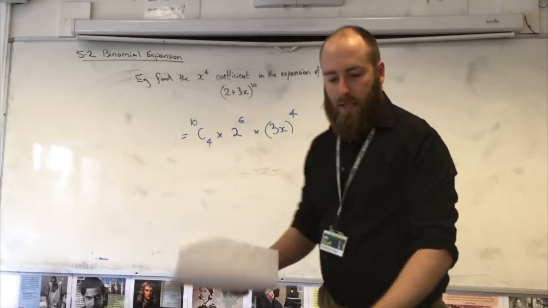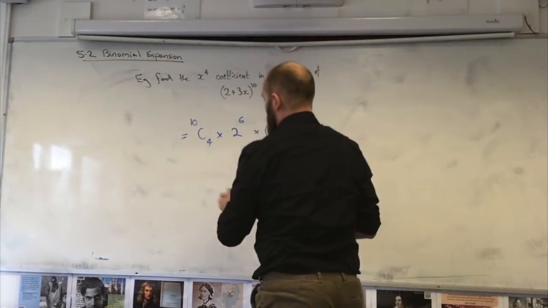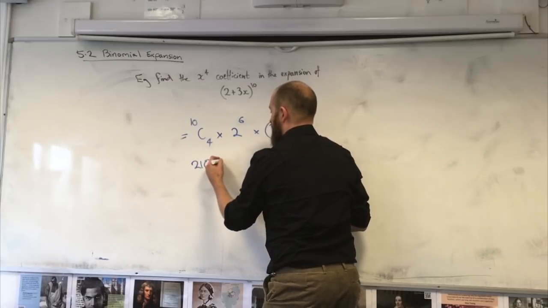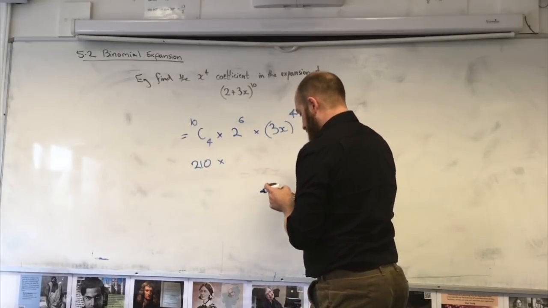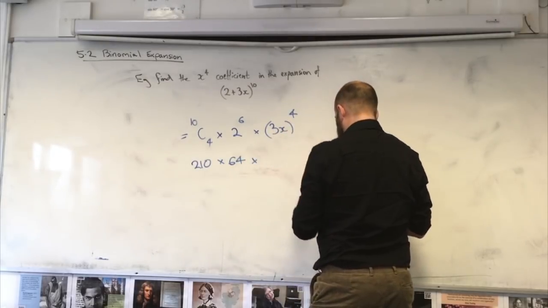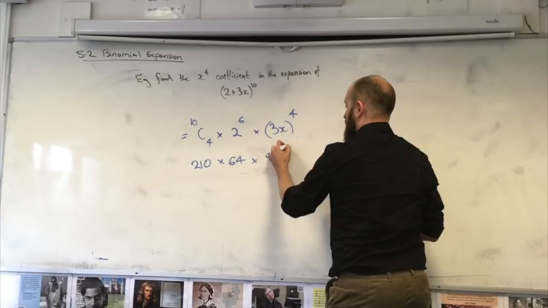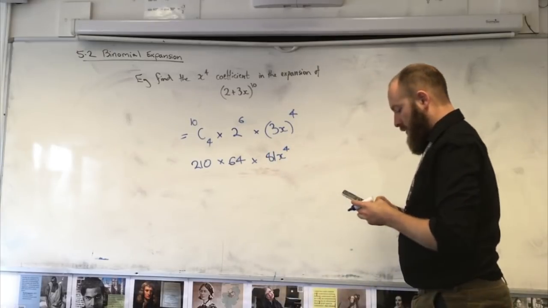So put all this into the calculator. 10C4 gives us 210, 2 to the power 6 is 64, and 3x to the power 4. Timesing it all out.